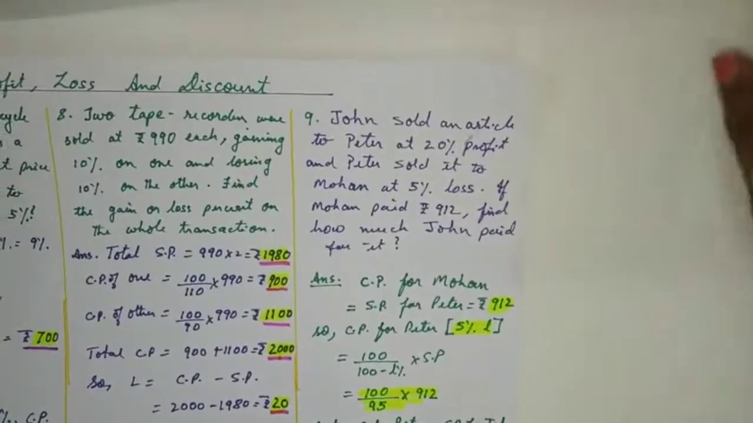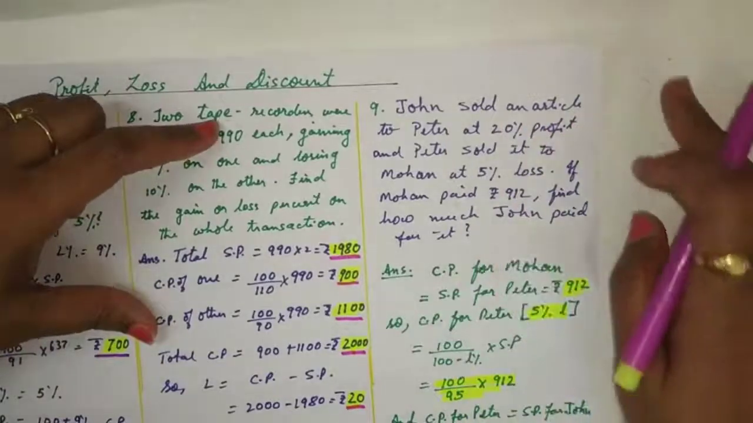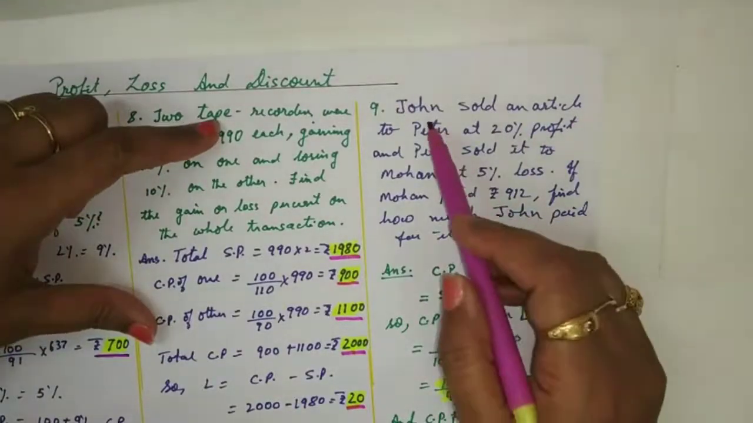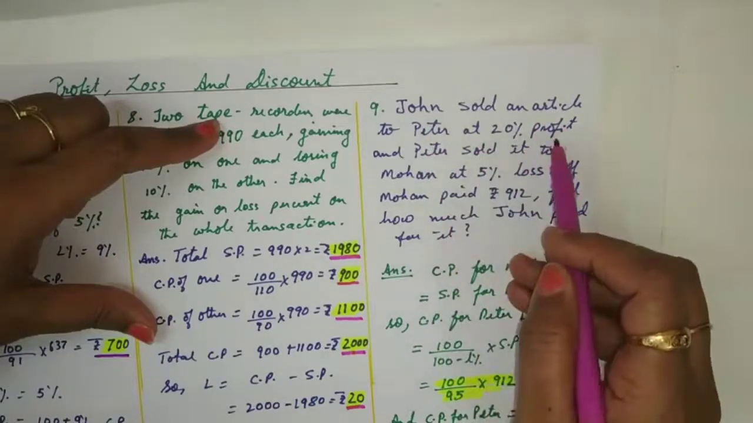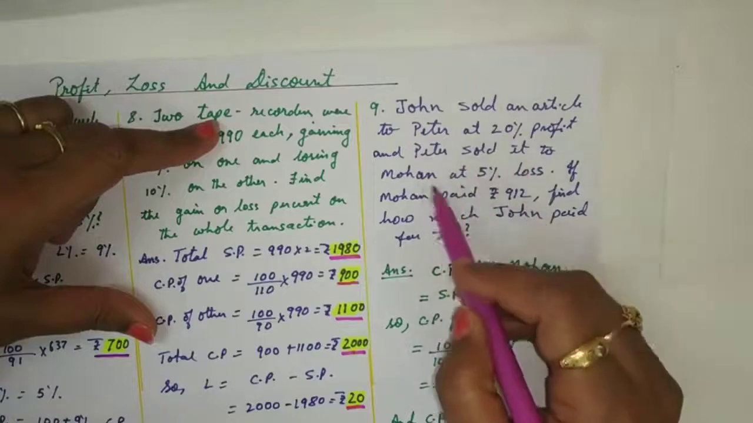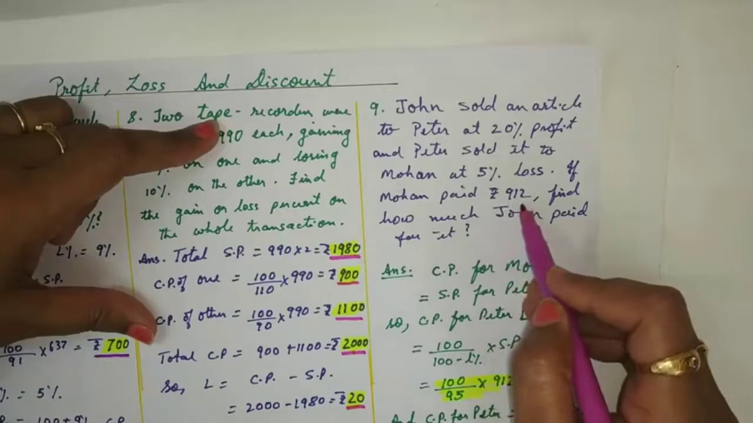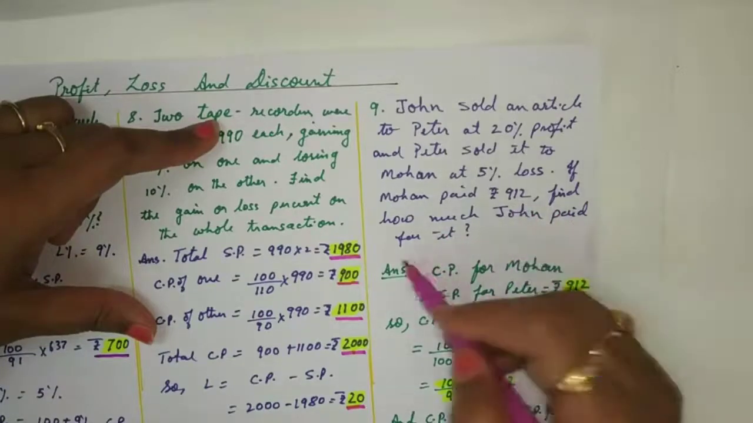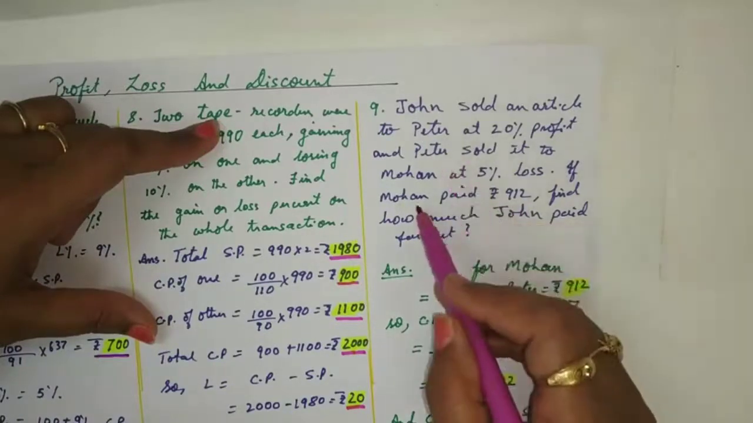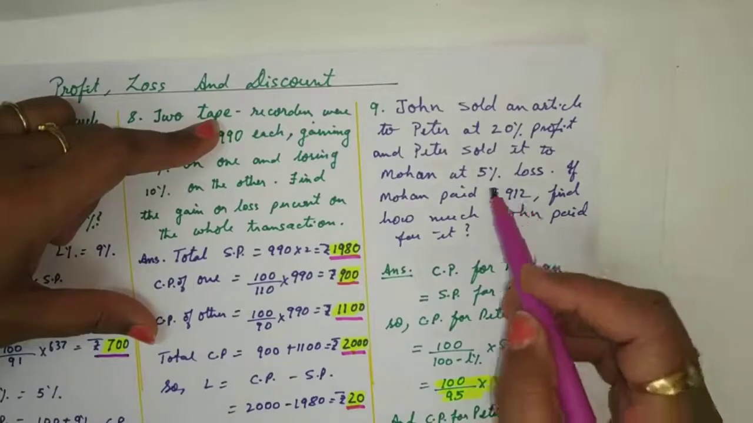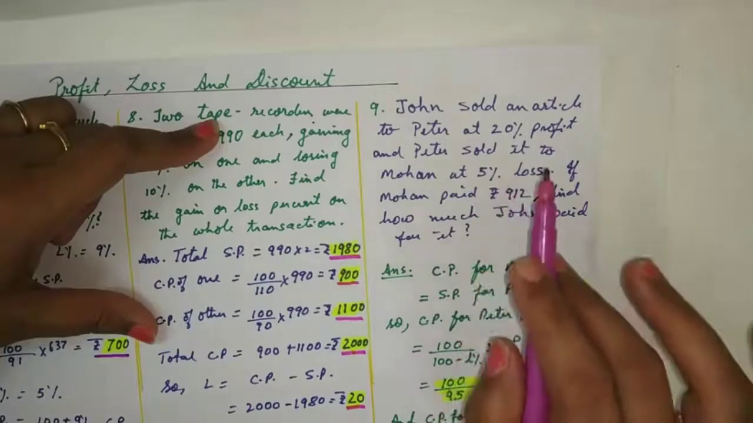The next type of question that I have taken is this. This is one very interesting question. Children, please pay attention. John sold an article to Peter at 20% profit and Peter sold it to Mohan at 5% loss. If Mohan paid 912, find how much John paid for it. So Mohan paid this 912 to Peter. That means Mohan's cost price is Peter's selling price.